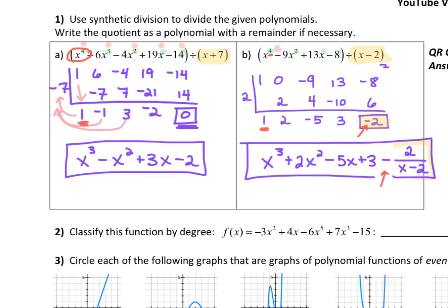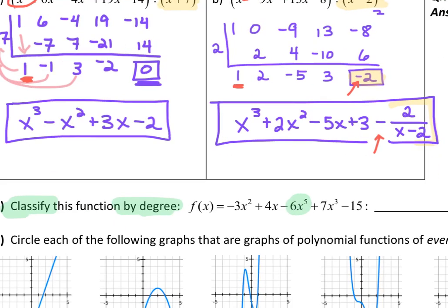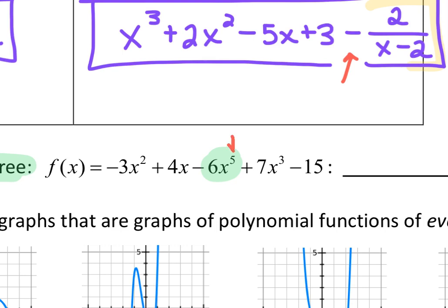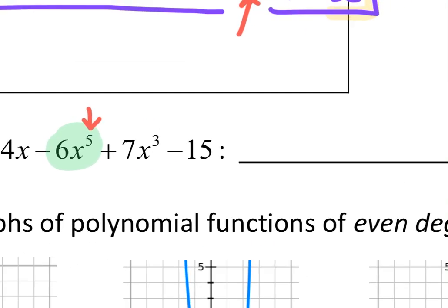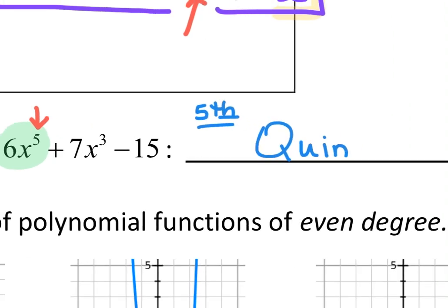Now, remember that when you're asked to classify something by degree, you're looking for the highest exponent. And so in this polynomial here, 5 is the highest exponent, and so the degree is 5th degree. But remember that I want you to know that word, and the word for 5th degree polynomial is quintic.